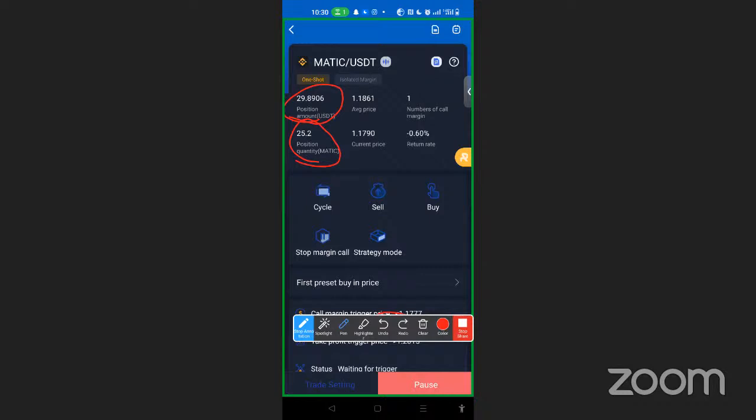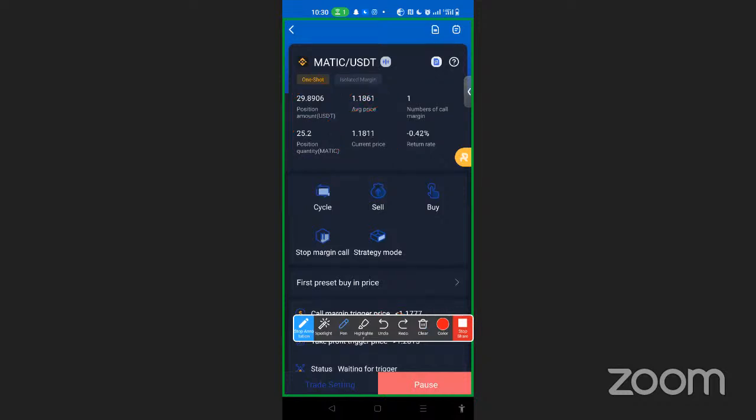Then we have the average price. According to the number of coins and how many times the robot has invested your money, the robot will always create an average price. The goal is to make sure that when the average price goes above the current price, the robot can sell.